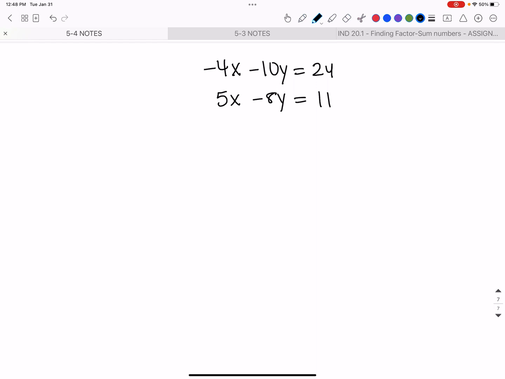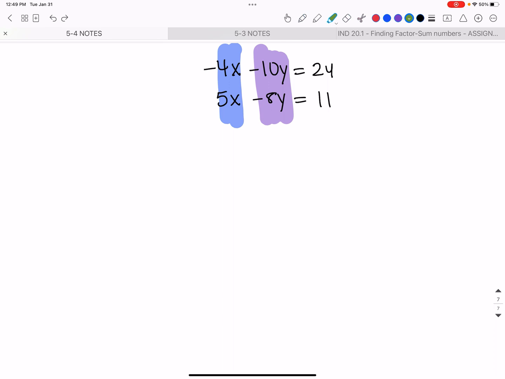So always look for the easiest route first. Is there anything that just right away goes away? Look at your columns. -4 and positive 5, they do not go away on their own. -10 and -8, they do not go away on their own. And then 20, oh, that doesn't matter. We don't need to worry about that right now. Okay, so nothing goes away on its own yet.